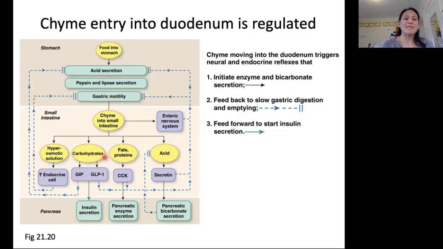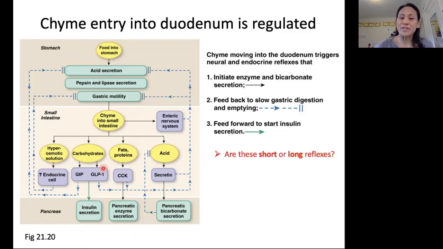Okay, and then the last thing that happens is we are going to stimulate insulin secretion. I'm not going to address insulin in this digestion part of the course, but we will get to insulin in a week or two when we talk about metabolism. But anyway, insulin is going to help the cells in the rest of our body take up the glucose that we are absorbing from our digestive processes.